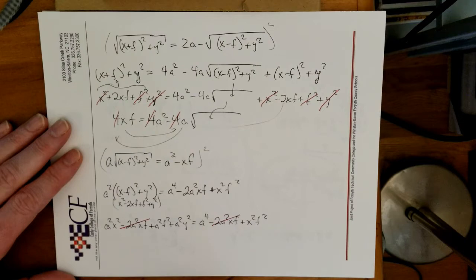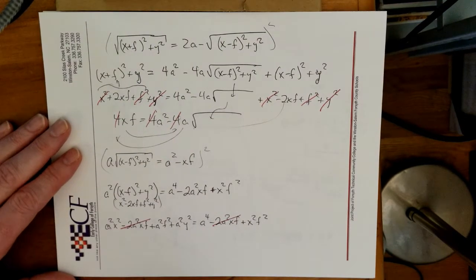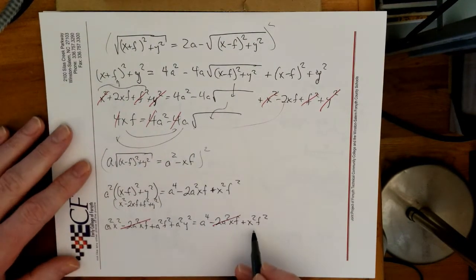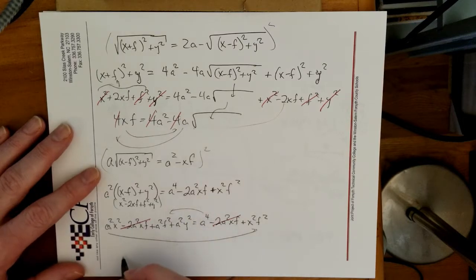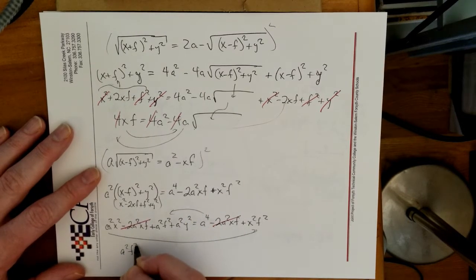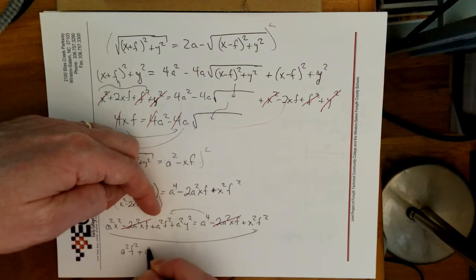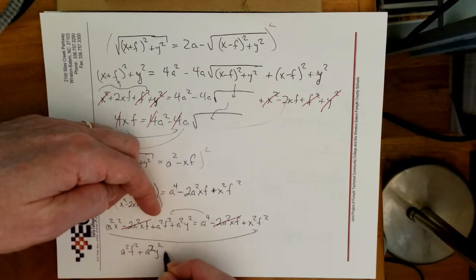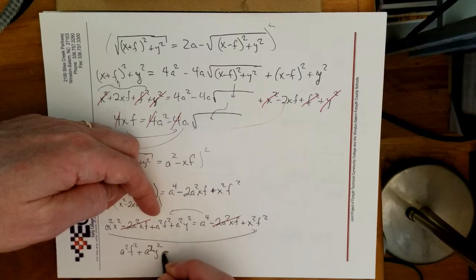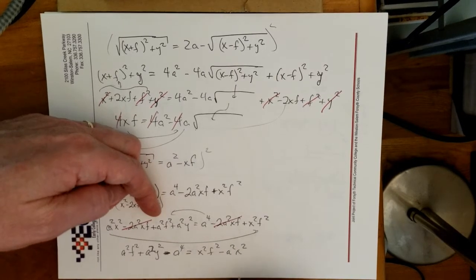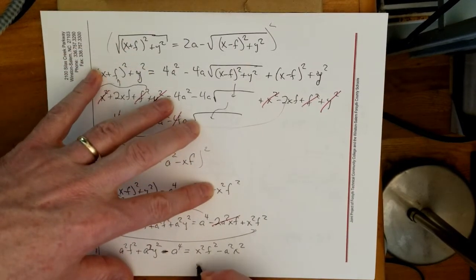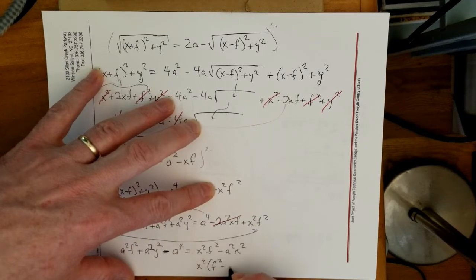So I'm going to get the x terms on one side, and so why don't I bring this over to here and that over to there. So I have a squared f squared plus a squared y squared, minus a to the fourth, equals x squared f squared minus a squared x squared. I can factor x squared out over here, and I'm left with f squared minus a squared.